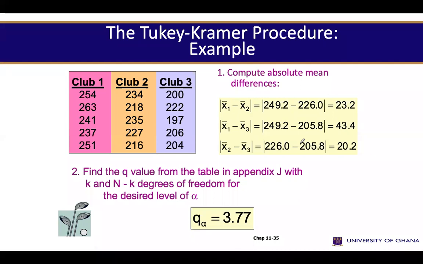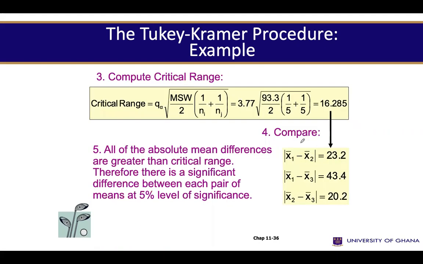Okay, now when you compare the critical range and the absolute values, when the absolute value is greater than the critical range, it means that there's a significant difference between that pair of means. We will take the example one step at a time, so don't worry about it. But if it is small, then we will conclude that there is no significant difference. Okay, so that is what we are going to do.